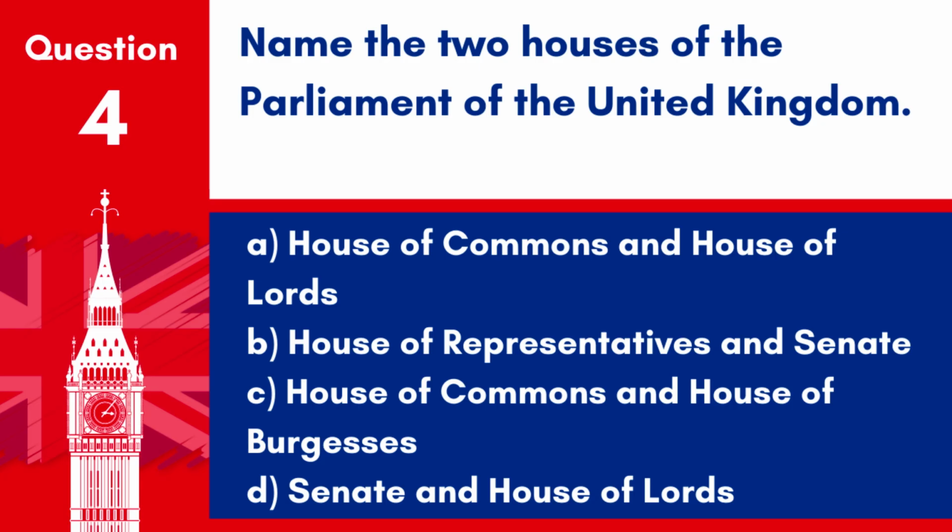Question 4. Name the two houses of the Parliament of the United Kingdom. A. House of Commons and House of Lords. B. House of Representatives and Senate. C. House of Commons and House of Burgesses. D. Senate and House of Lords. Answer: A. House of Commons and House of Lords. The two houses of the UK Parliament are the House of Commons and the House of Lords.